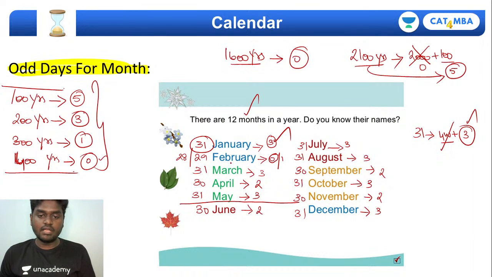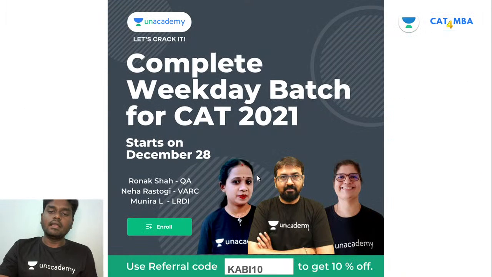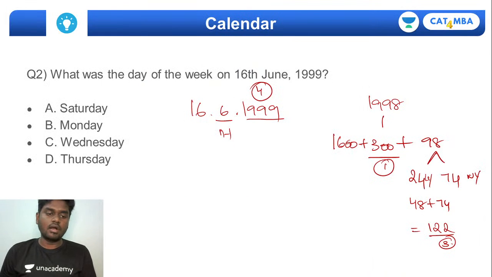So from January till May, if you try to count the number of odd days: 3 plus 1, 0, 0 plus 3, 6, 6 plus 2, 8, 8 plus 3, 11. So you have got 11 odd days for the month. 11 means again you need to sort it out lesser than 7. 11 means 7 plus 4. So you'll be having 4 odd days again. And if you take the days, you'll be having 2 weeks and 2 extra days.